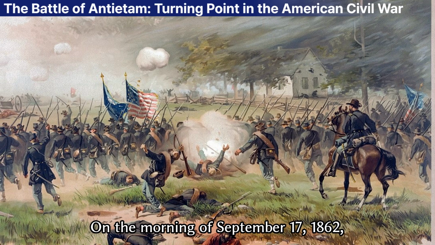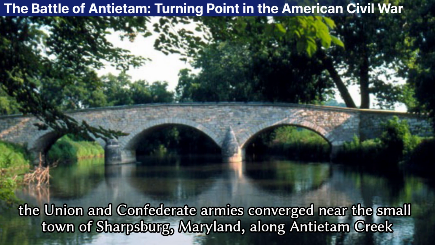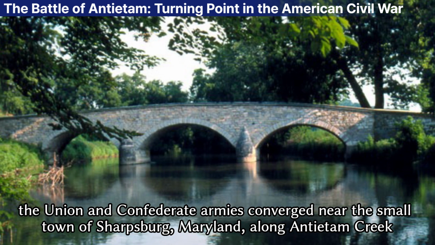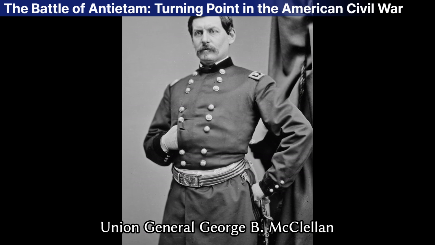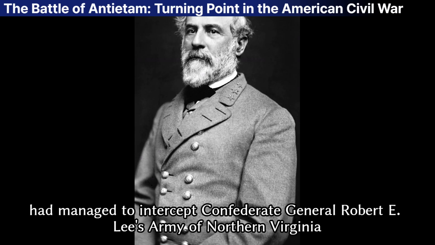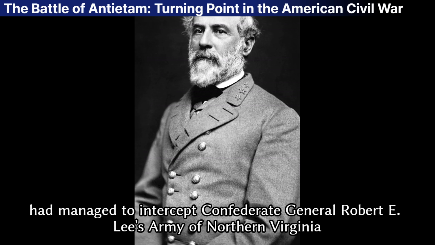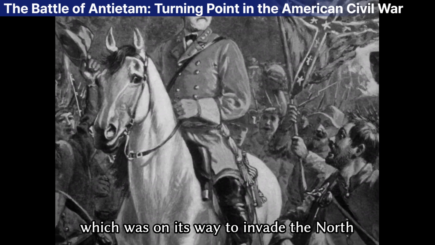On the morning of September 17, 1862, the Union and Confederate armies converged near the small town of Sharpsburg, Maryland, along Antietam Creek. Union General George B. McClellan, commanding the Army of the Potomac, had managed to intercept Confederate General Robert E. Lee's Army of Northern Virginia, which was on its way to invade the North.